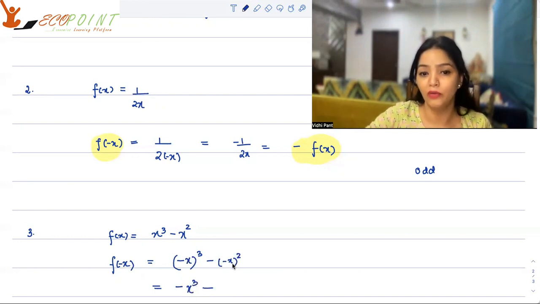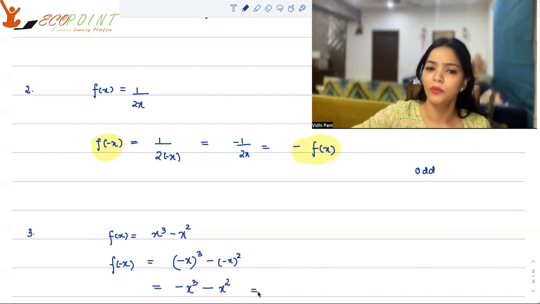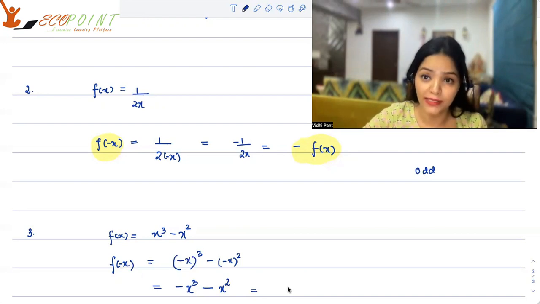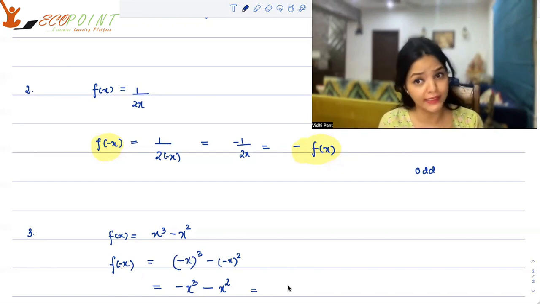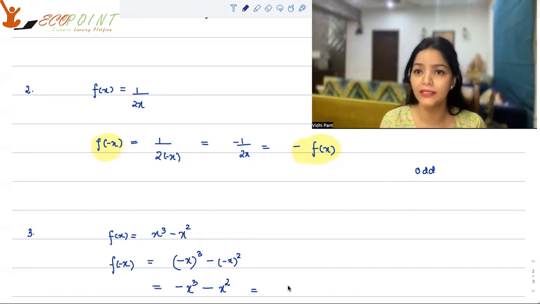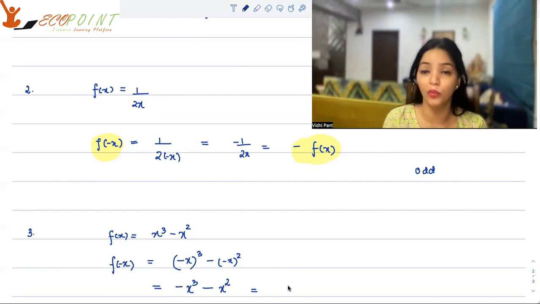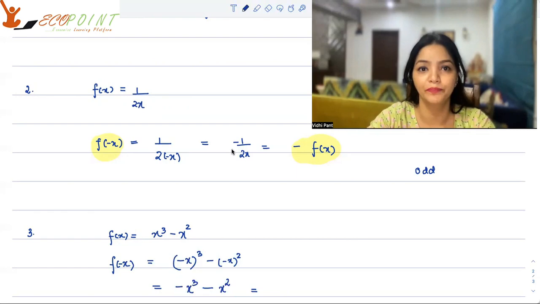Minus of, now you are multiplying minus x 2 times. So you'll have a positive value. So it's just going to be x square. So which means that what do I have? I have minus x cube minus x square. So am I getting f of x itself, or am I getting minus of f of x? Well, seems like both the things are not happening here.